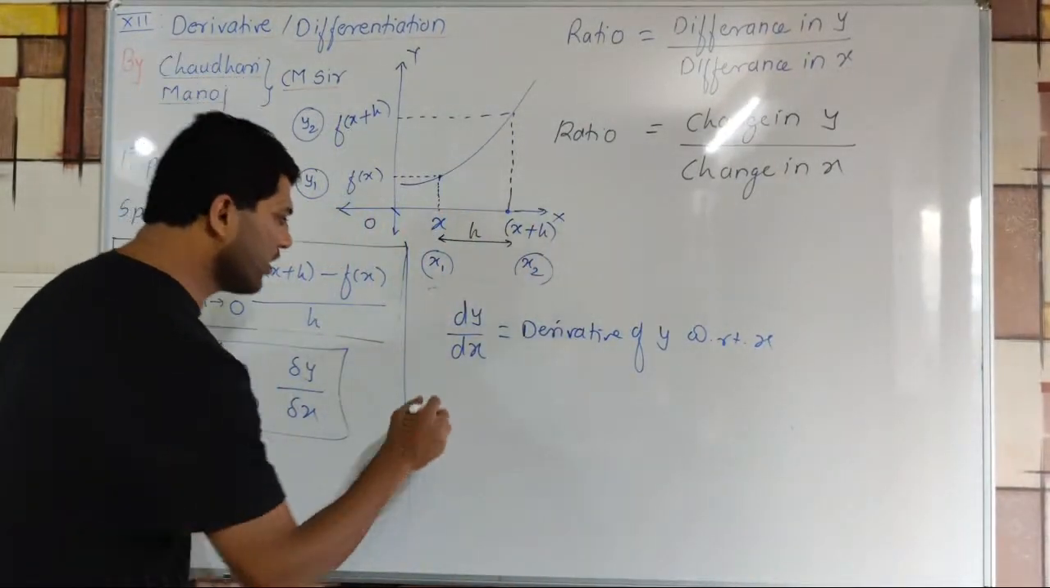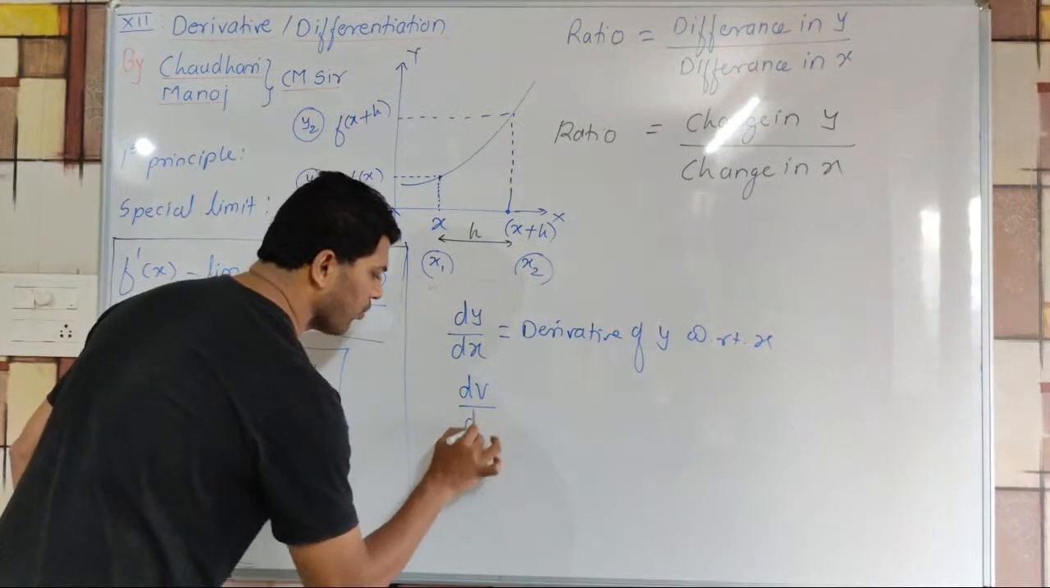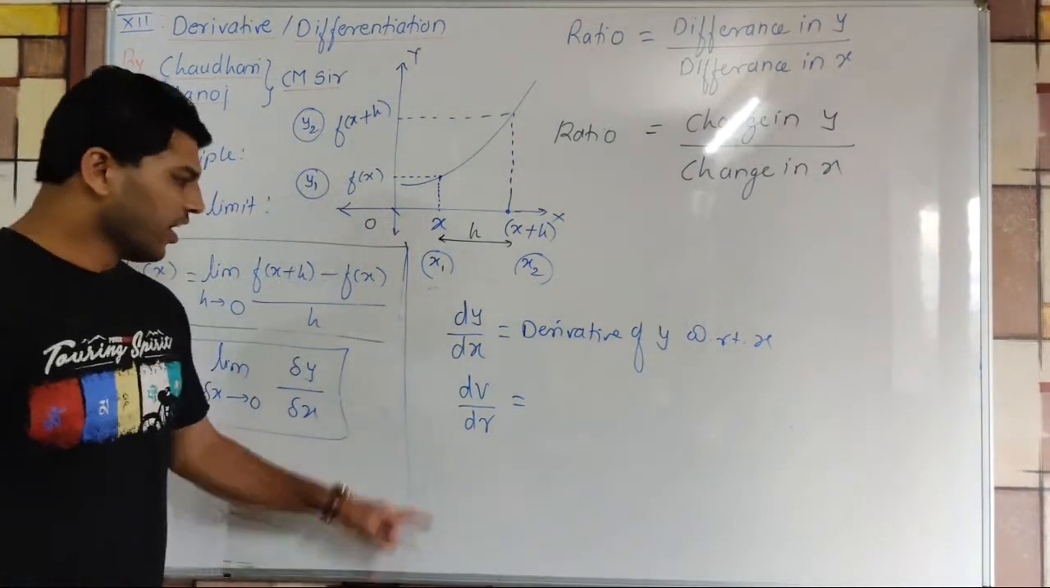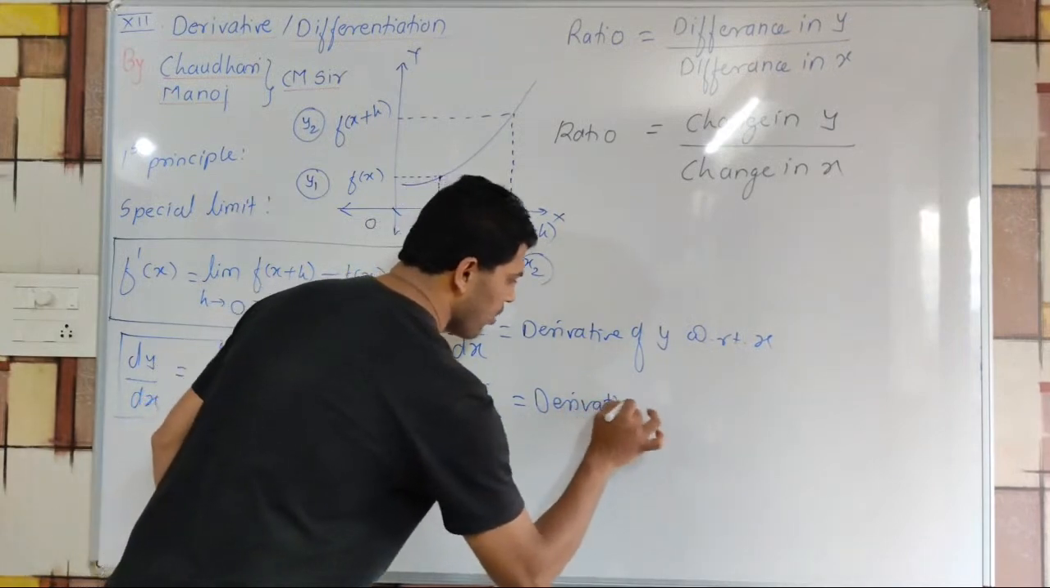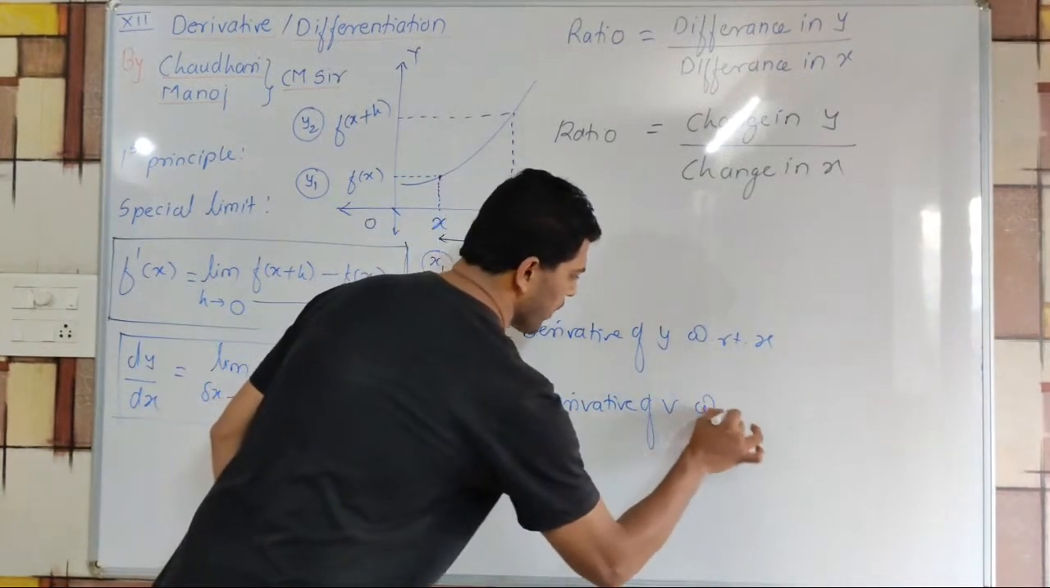What if I consider dv by dr? How to read it? It is a derivative of v with respect to r.